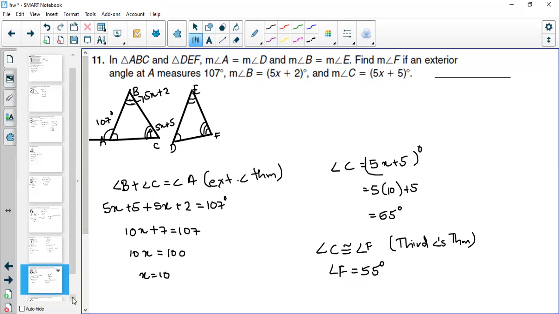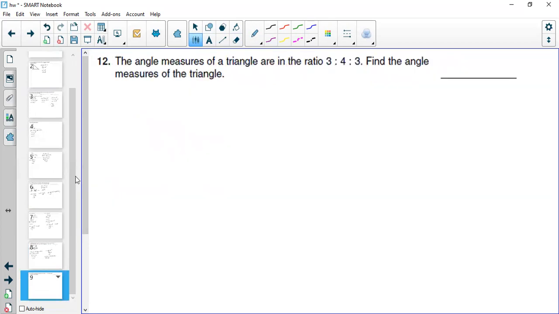Okay, the last question here we have: the angle measures of a triangle are in the ratio... Okay, now this is something new to you. I asked you to do it because you need to learn something new. So ratio 3:4:3, find the angle measures of the triangle.